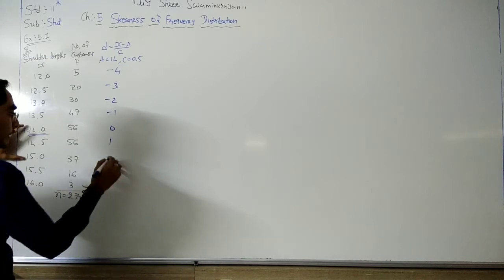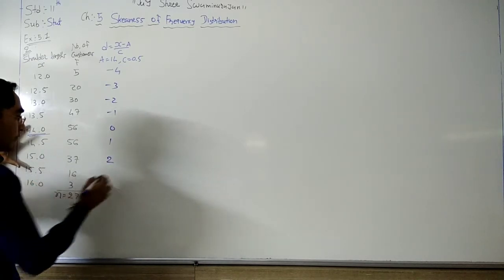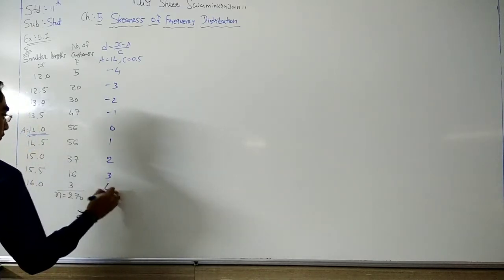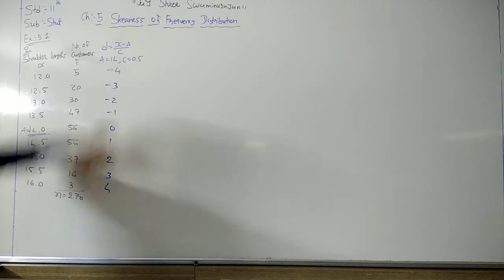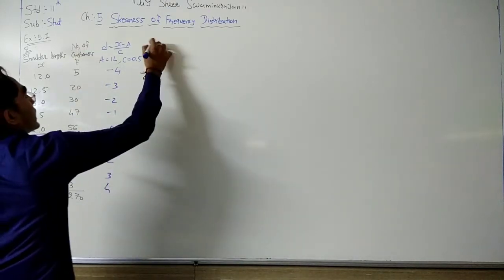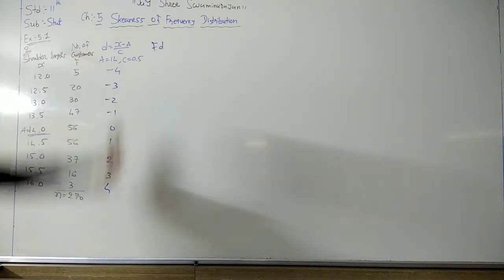15 minus 14, 1 into 2, 2. Here 15.5 minus 14, 1.5 into 2, 3. And 16 minus 14, 2 into 2, 4. Done? So this is your D. Now what we need to find? FD, the multiplication of F, frequency, and D.